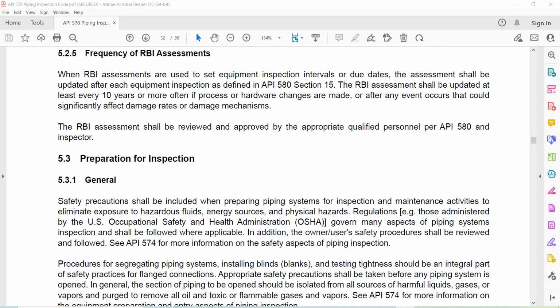Frequency of RBI assessments. When RBI assessments are used to set equipment inspection intervals or due dates, the assessment shall be updated after each equipment inspection as defined in API 580 section 15. The RBI assessment shall be updated at least every 10 years, or more often if process or hardware changes are made, or after an event occurs that could significantly affect damage rates or damage mechanisms. The RBI assessment shall be reviewed and approved by the appropriate qualified personnel per API 580 and the inspector.